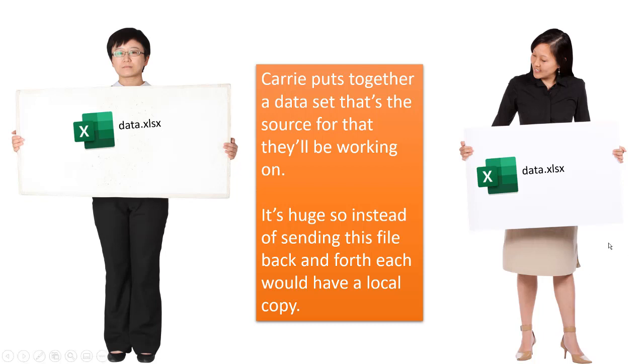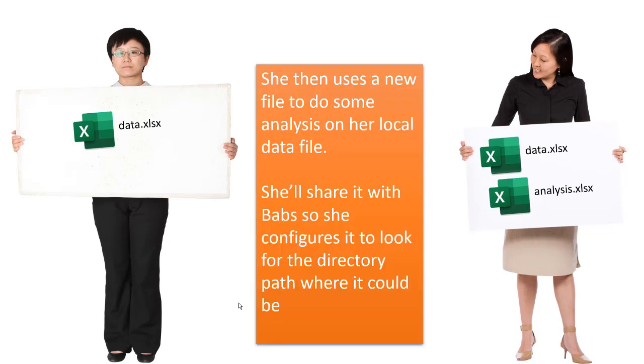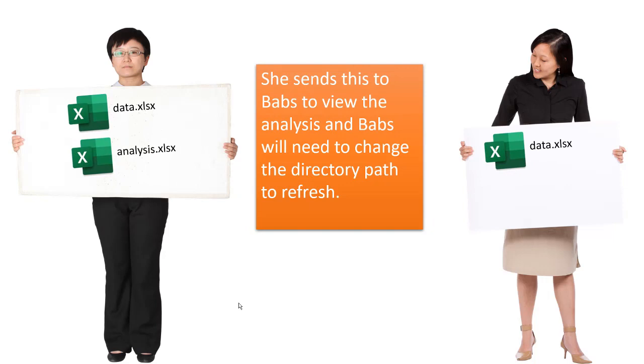Carrie's got a copy of it. Babs has the same copy of it. Now Carrie does her analysis, and that's going to reference her static copy of the data file. With this analysis file, she's going to send it over to Babs, and she's going to configure it to look in the directory path where Babs has her data file. So she sends it over to Babs to view the analysis, and all she tells Babs to do is change the directory path before refreshing it.